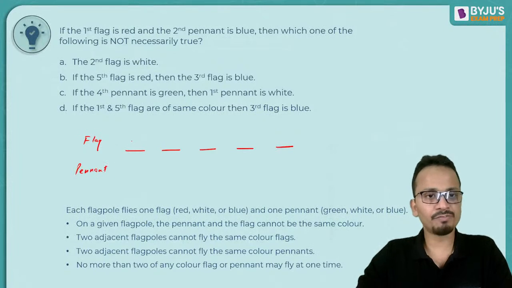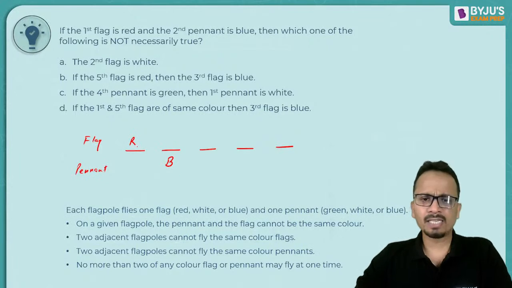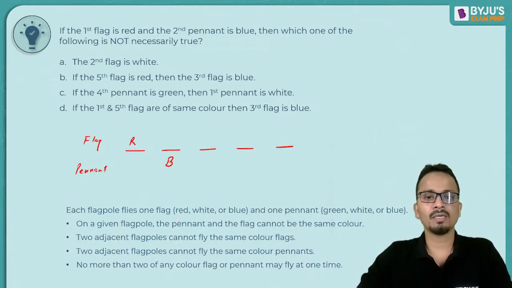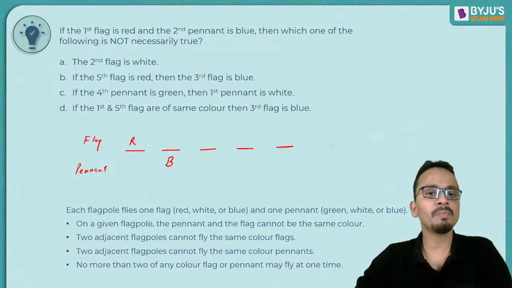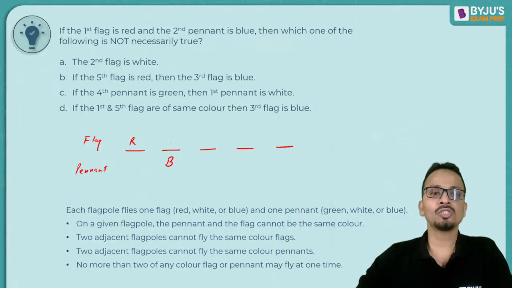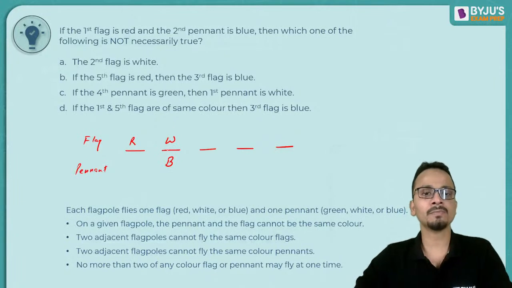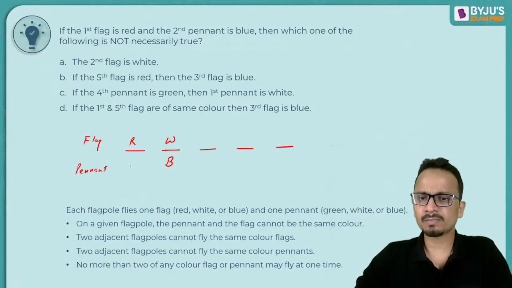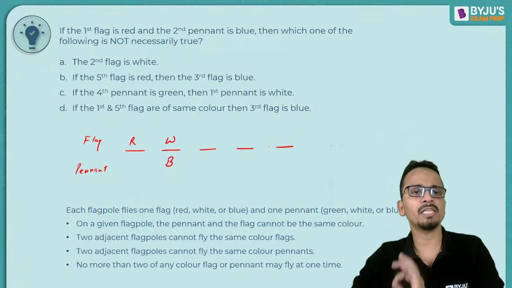So they are saying that if the first flag is red and the second pennant is blue, then which of the following is not necessarily true? Now, first flag is red, okay. Second flag cannot be red and it cannot be blue as well because the second pennant is blue. So the second flag has to be white. All right. Okay. Now for the pennants, let's check the first pennant. First pennant can be either green or white. So I cannot be sure about any other flag color or any other pennant color.